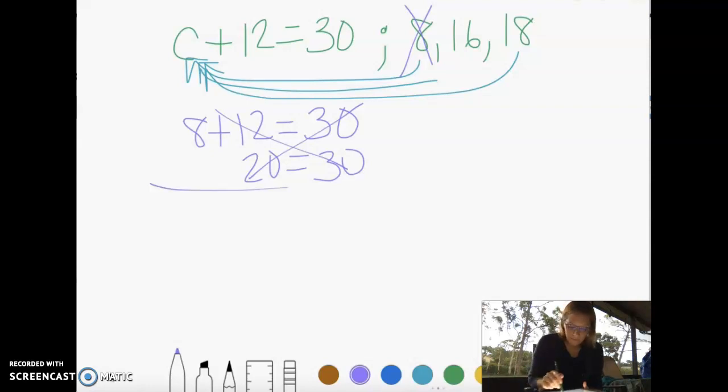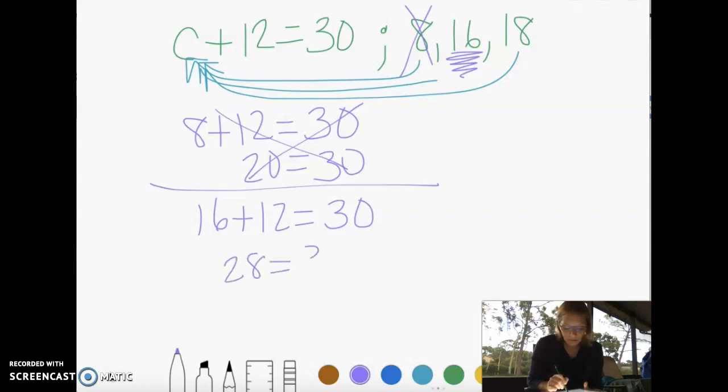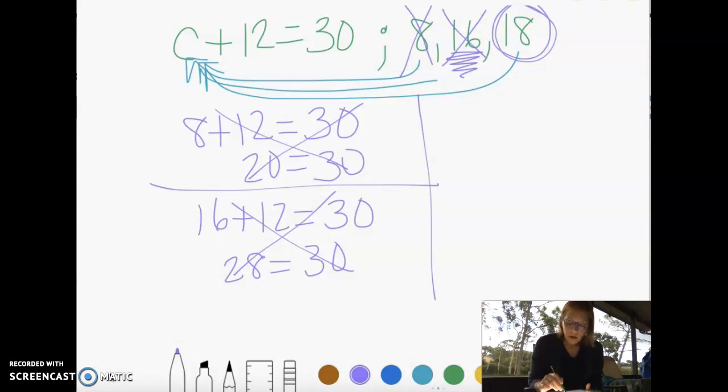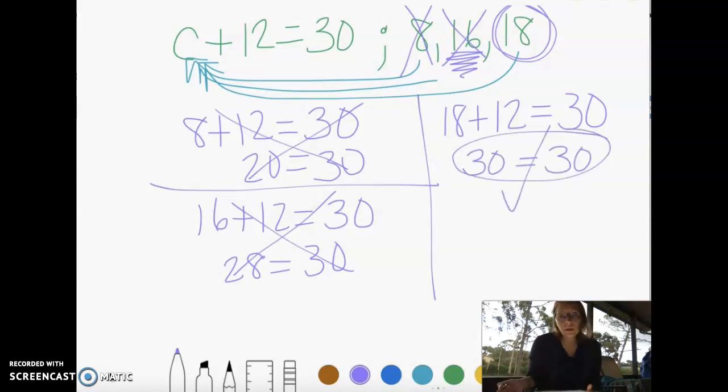The next one is 16. So I'm going to put 16 in. 16 plus 12 equals 30. Well, 16 plus 12 is 28. Does 28 equal 30? No, it does not. So 16 doesn't work either. Now I'm going to try my last one, which is 18. 18 plus 12 equals 30. 18 plus 12, guess what? It's 30. So 18 becomes my answer.